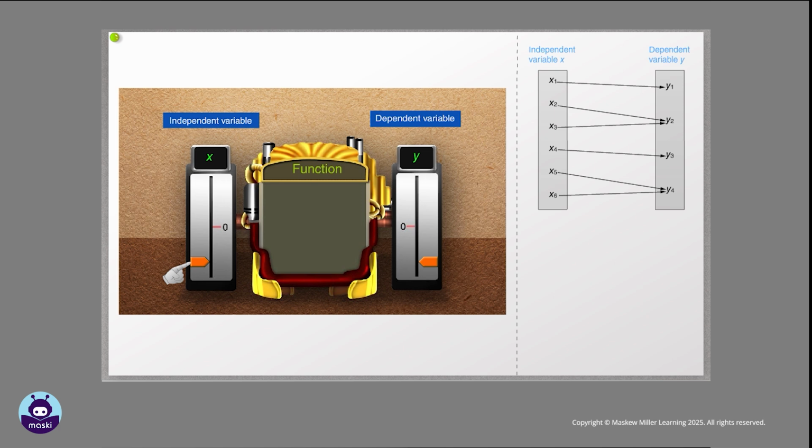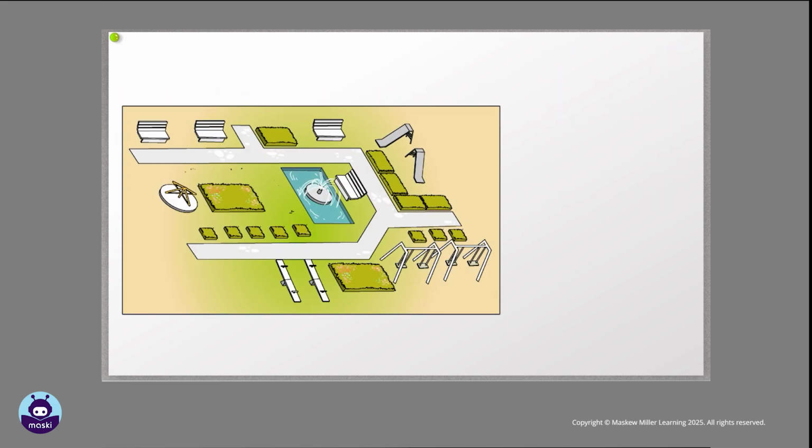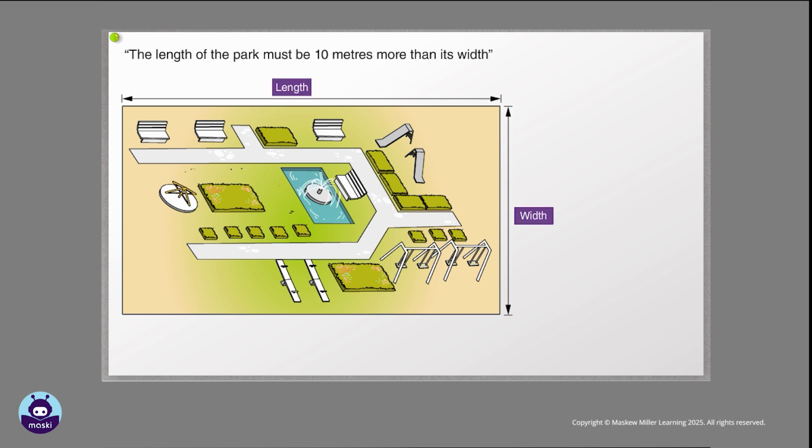We shall develop the concept of a function using a real-life example. Let us consider an example of a community park that needs to be designed by a landscape designer. She has been given the brief that the length of the park must be 10 meters more than its width. We apply the concept of a function to the relationship between the length and the width.